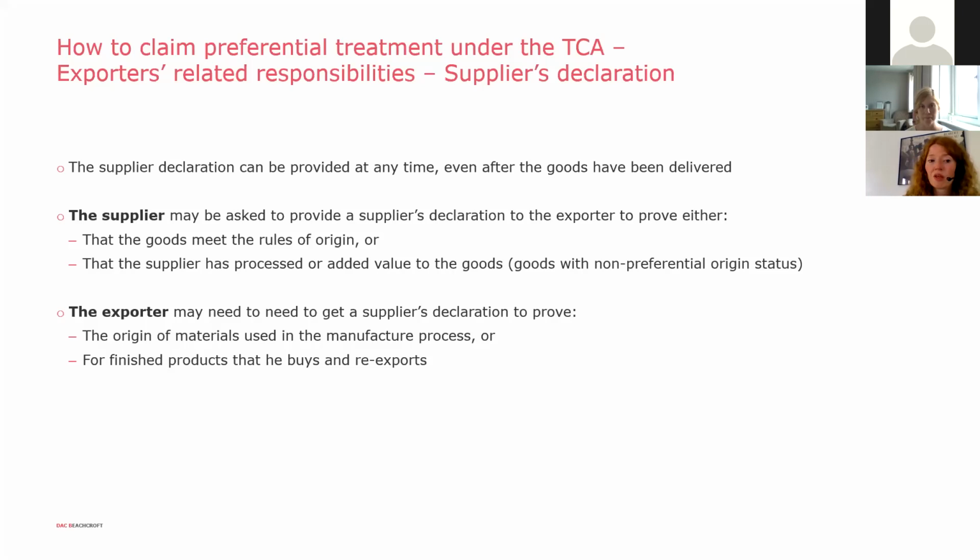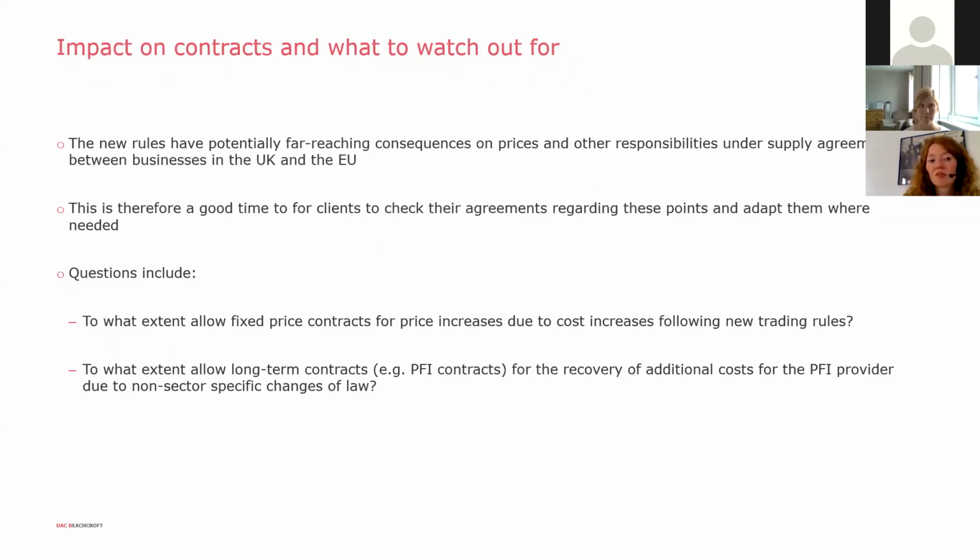And the exporter, on the other hand, as we can imagine now that we know a little bit the balance between the exporter and importer, may need to get a supplier's declaration to prove the origin of the materials if they have used them themselves in a manufacturing process, or for finished products that the exporter has bought and re-exported, so as a wholesaler. So that was what I wanted to say in our bite-sized session on rules of origin and tariffs, and what the main obligations are for the exporter.